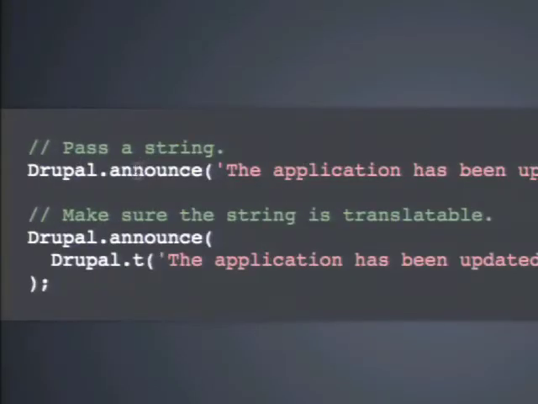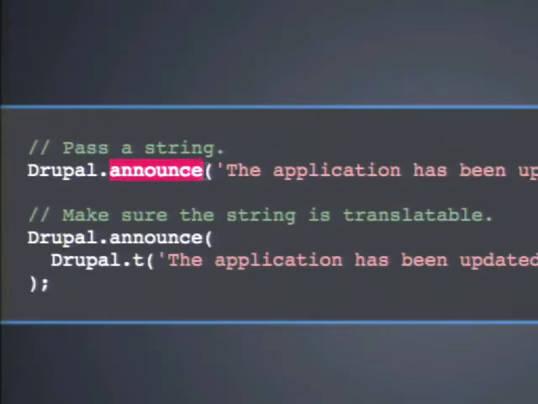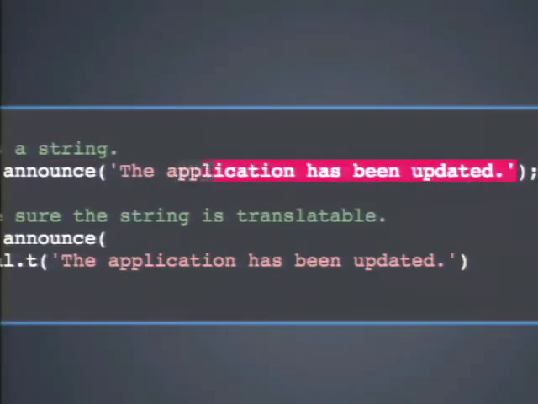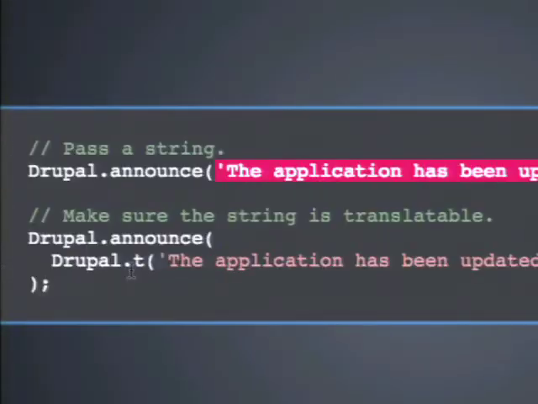So let's have a quick look at it. It's very simply a method on the Drupal object, and we pass that method a string. And that string will be read to the end user as soon as the announce method is invoked. And because we want to be cognizant of translation, the string should be passed through the Drupal t function before it's passed through Drupal.announce, so that if it is translated, we get the translation read to us instead of the English string.